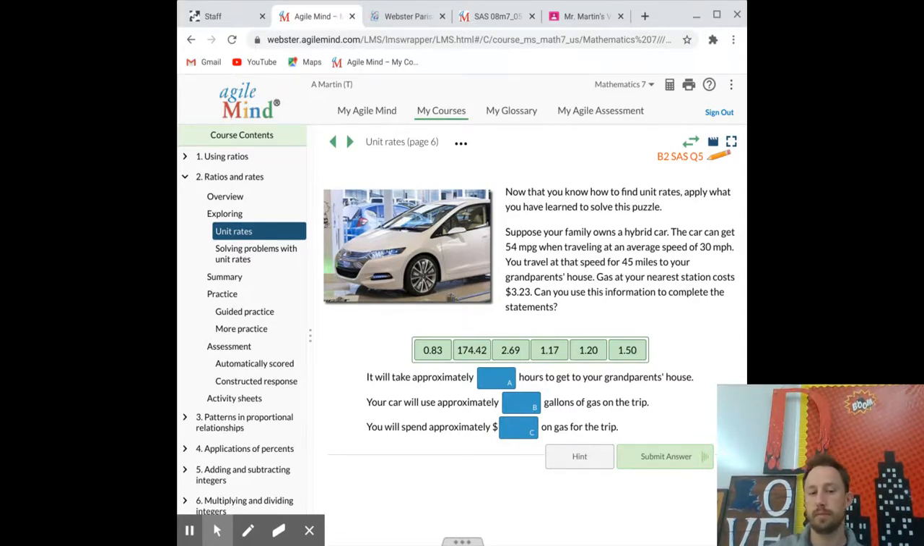Now that you know how to find unit rates, apply what you have learned and solve this puzzle. Suppose your family owns a hybrid car. The car can get 54 mpg when traveling at the average speed of 30 mph. You travel 45 miles to your grandparents' house. Gas at your nearest station costs $3.23. Can you use the information to complete the statements? Thank you.